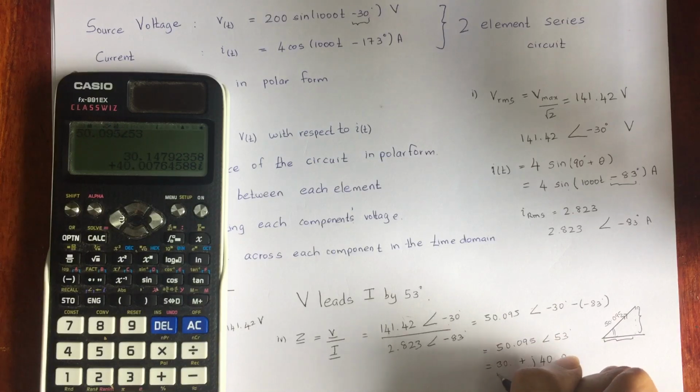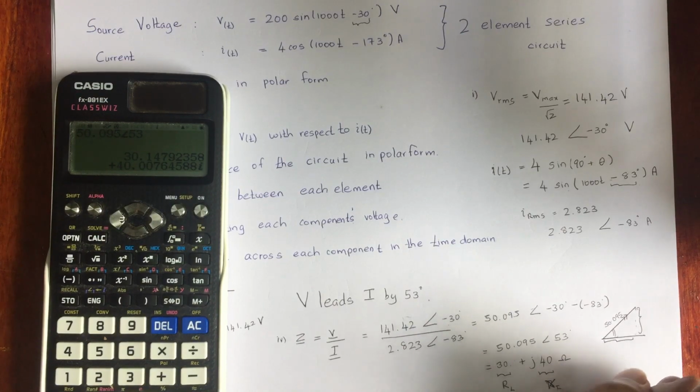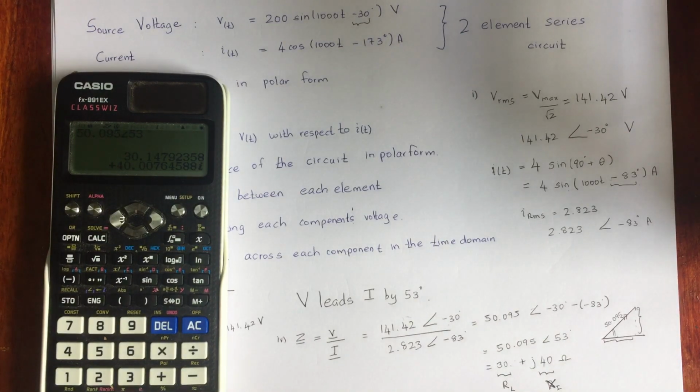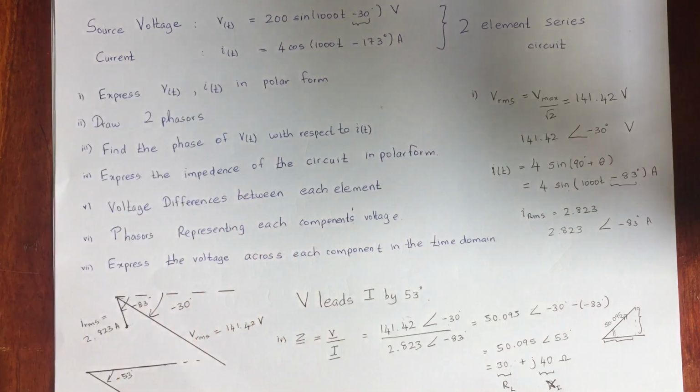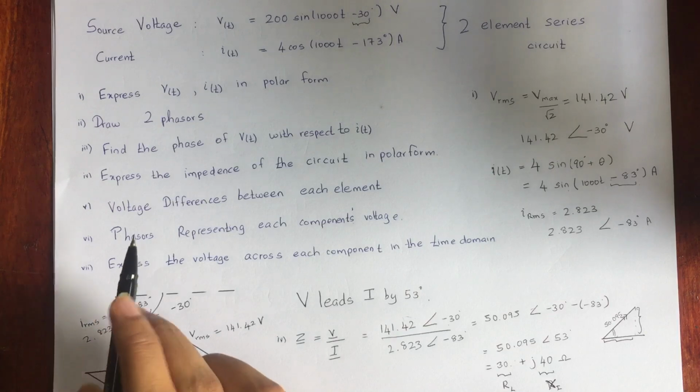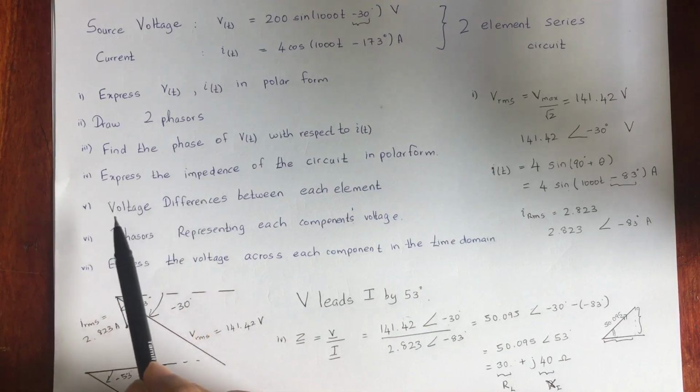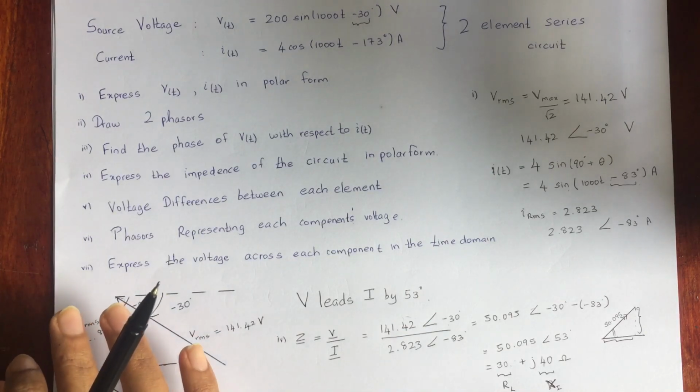From that we can tell this is going to be the resistance of that resistor, and the 40 would be the reactance of that inductor. Either you can say Ri, or it's better to say Xi, this is a reactance part. So the next question is, we need to find the voltage differences between each element.